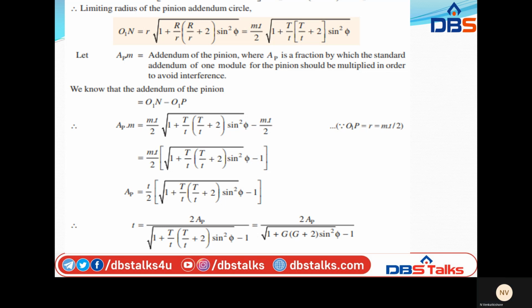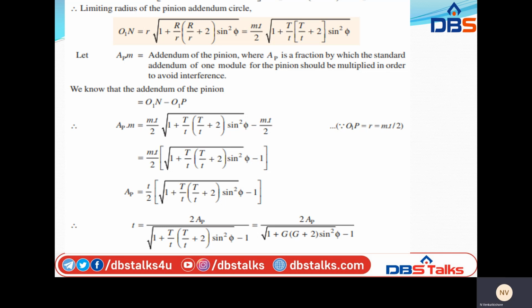So small t is equal to 2 into the addendum of the pinion AP by the square root of 1 plus capital G into (capital G plus 2) into sine square phi minus 1. Then this equation, which we have derived, will give the number of teeth required on the pinion in order to avoid the interference. This is the formula, that is small t is equal to 2AP by the square root of 1 plus capital G into (capital G plus 2) into sine square phi minus 1.